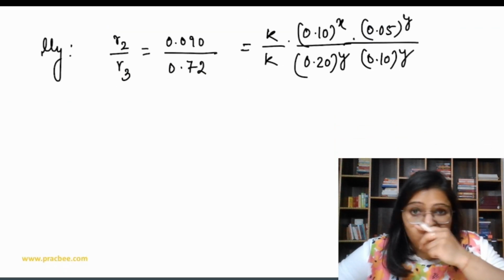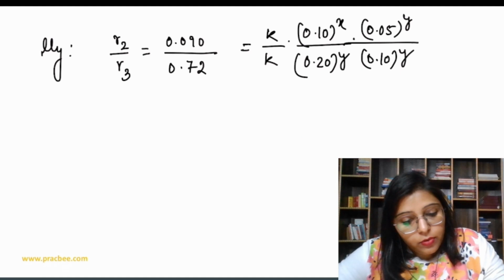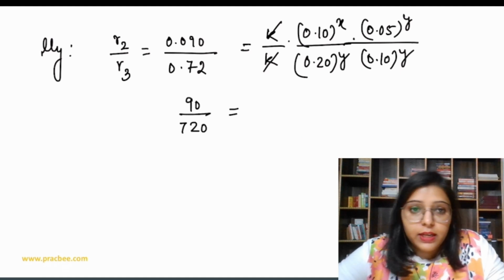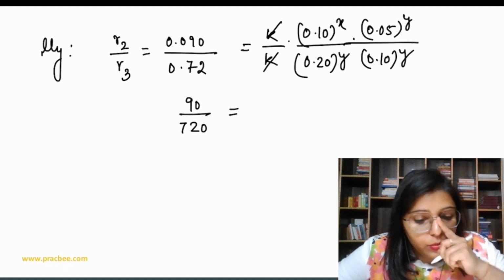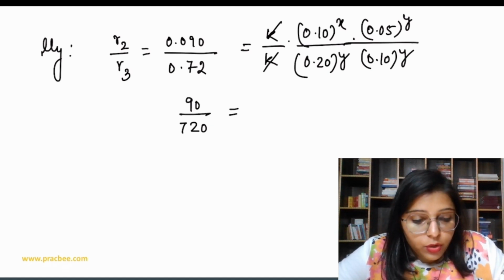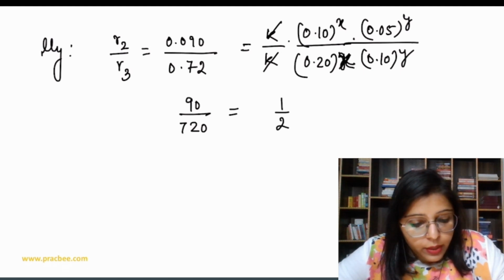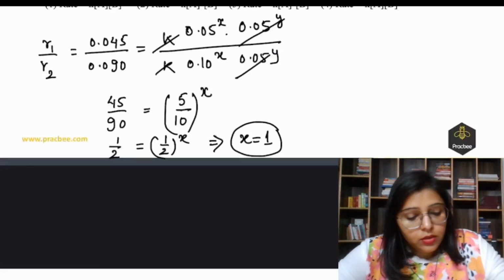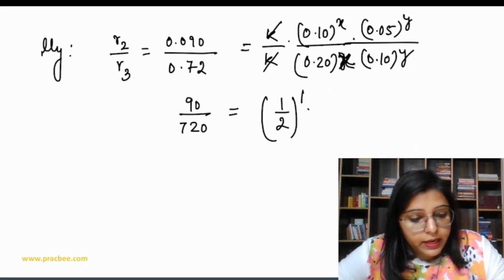ठीक है? So we have to solve this. So for this we can write 90 upon 720. K से K we can cancel out. Then we have 1 by 2 to the power x, and x का value is 1. So it means 1 by 2 का power 1, and here we can write 5 by 10 का power y.